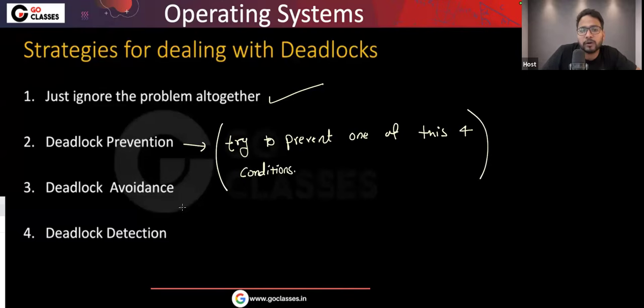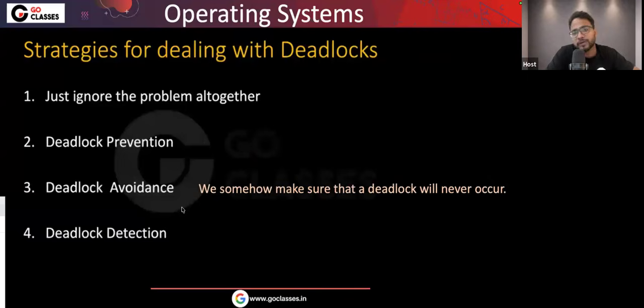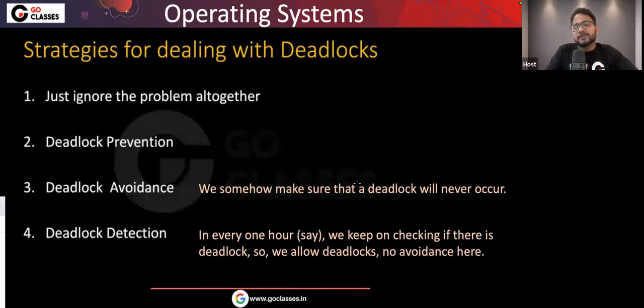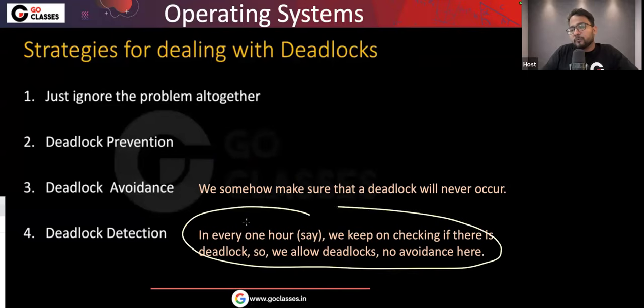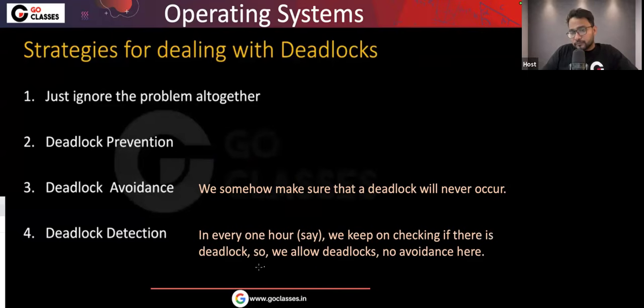Now let's see what is deadlock avoidance and then deadlock detection. Deadlock avoidance says that we somehow make sure that deadlock will never occur. We will try to avoid deadlock. Deadlock detection is basically saying that periodically, say every 1 hour, we keep checking if there is a deadlock. So in deadlock detection, we allow deadlocks. We will not worry about whether deadlock happens, we will just keep checking if there is a deadlock. That's deadlock detection, which we will come to later.